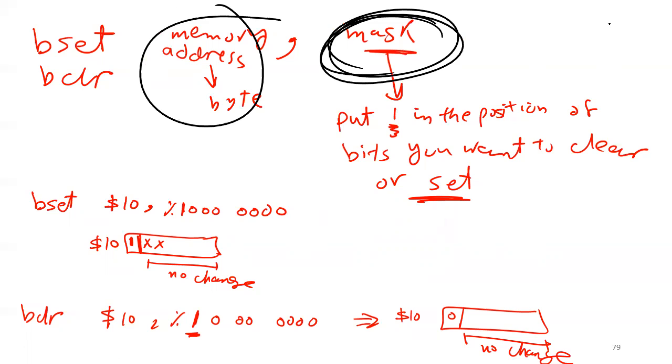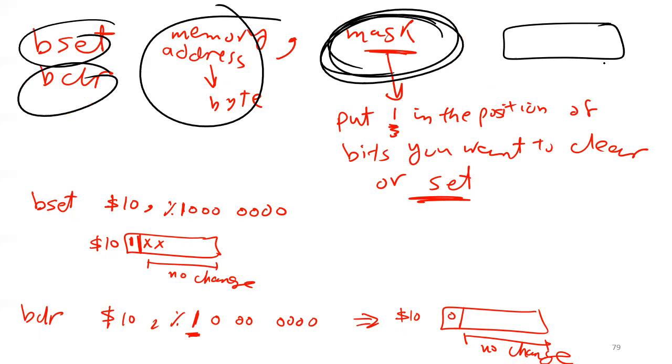It works this way. I have a byte here, guys. If I want to set or clear bits, you have to put 1 for the bits I want to set or clear. I know it's a little bit confusing. Listen to me. In the case of the mask, you just have to tell me which bits you want to set or clear.